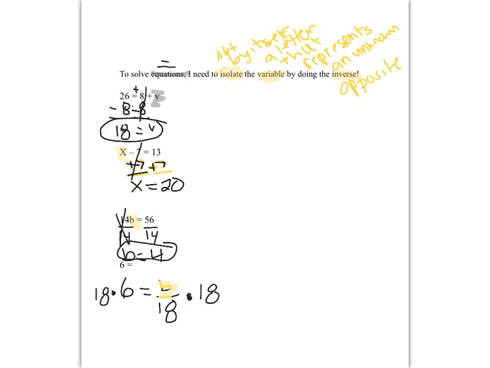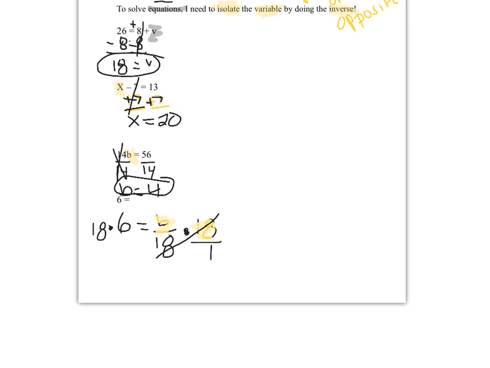Well, this 18 over here is 18 wholes. You could look at that as 18 over 1, which is still 18. These 18s cross cancel each other out, and then we're left with just b. Let me slide this up. So this side now is just the variable b, and then 18 times 6 is 108. So 108 equals b.